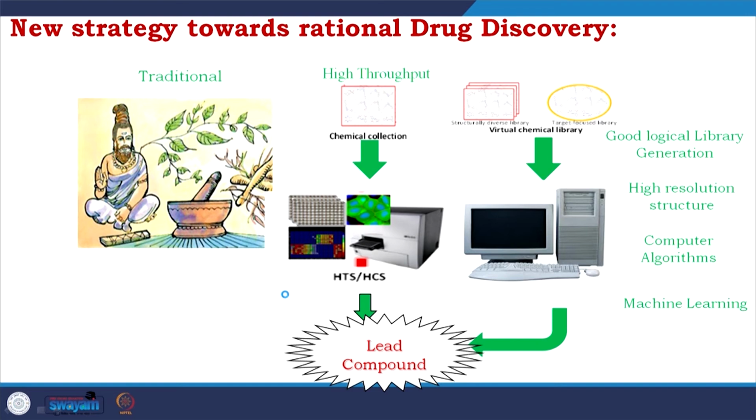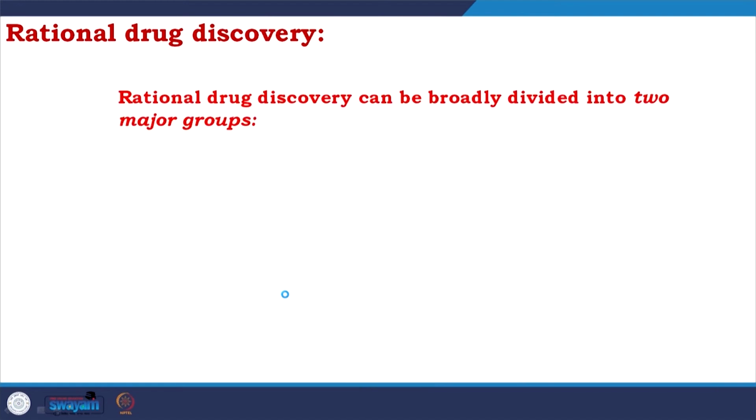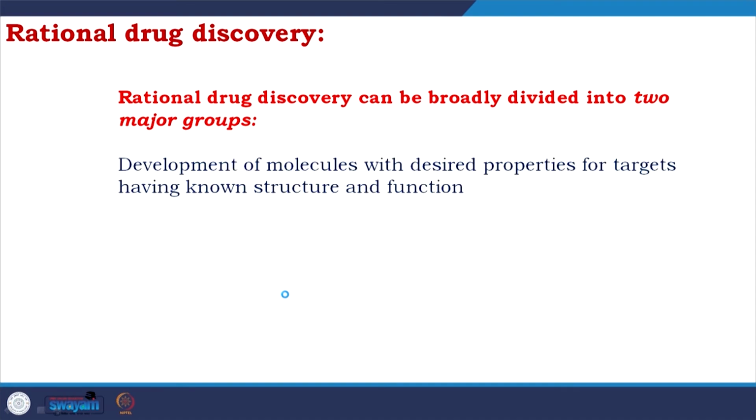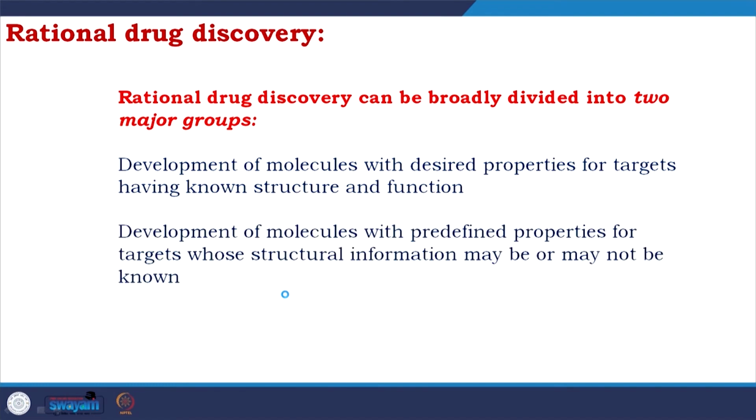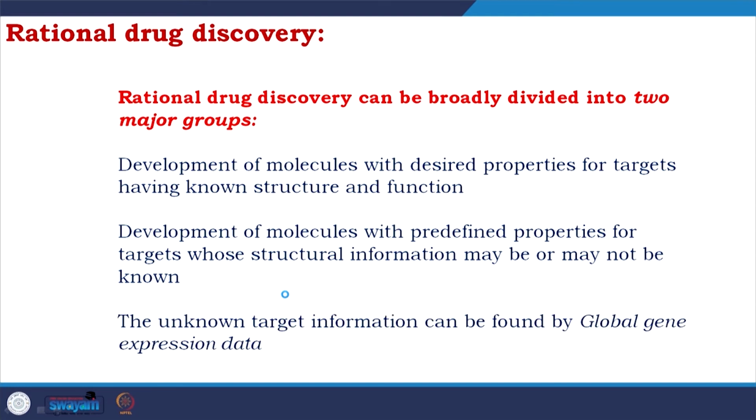the modern technique of machine learning. And that brings us into rational drug discovery. Rational drug discovery can be broadly divided into two major groups: development of molecules with desired properties for targets having known structure and function, and development of molecules with predefined properties for targets whose structural information may or may not be known. If not known, the unknown target information can be found by global gene expression data.